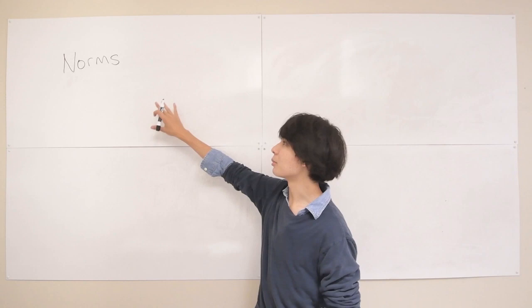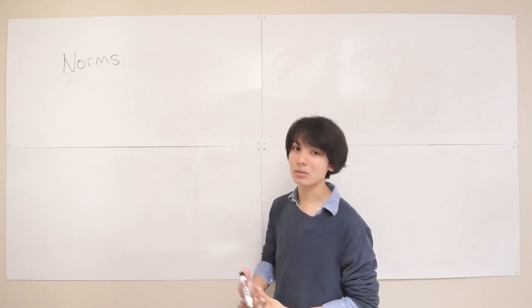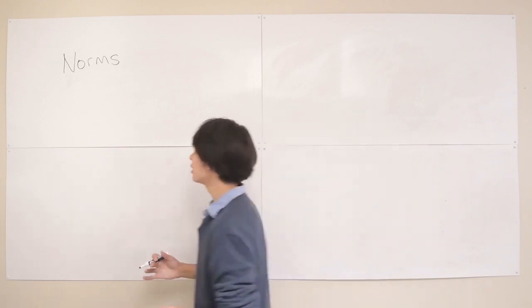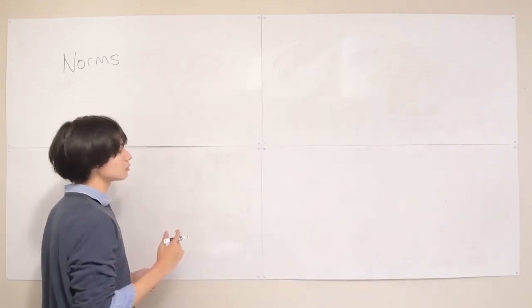I mentioned just a couple seconds ago that the norm is how we measure the magnitude of a vector or a matrix, but let's start with scalars. How do we measure the magnitude of a scalar? Well, you might already know the answer. You take the absolute value.